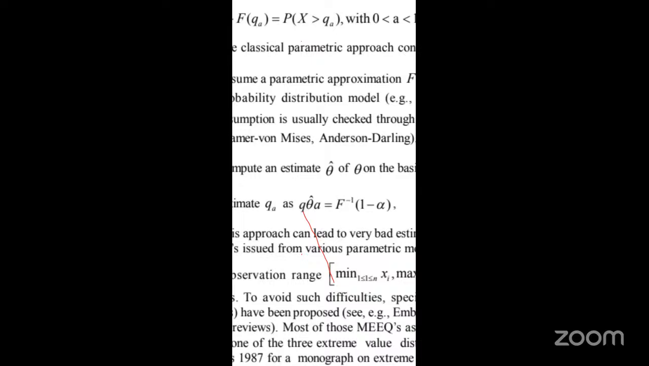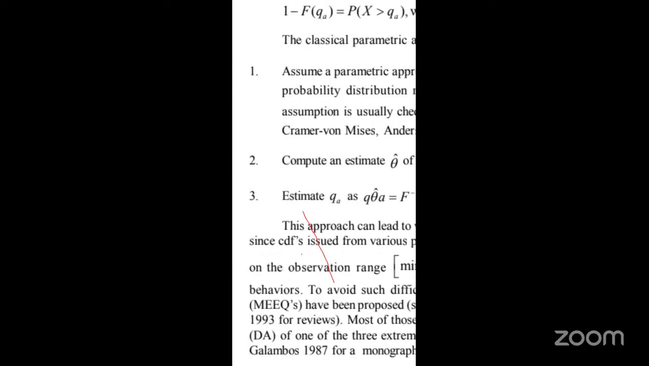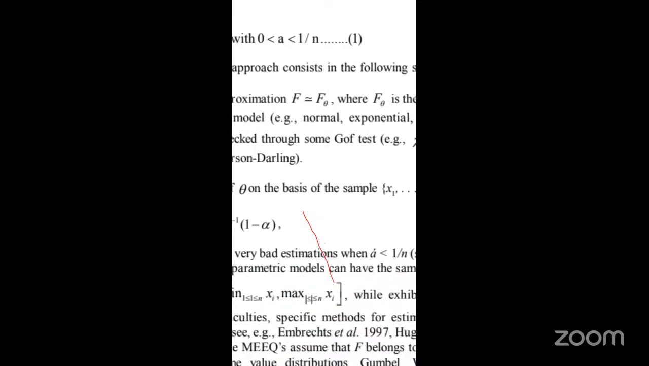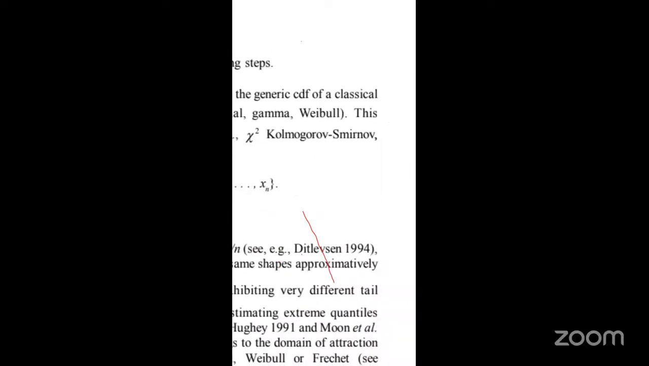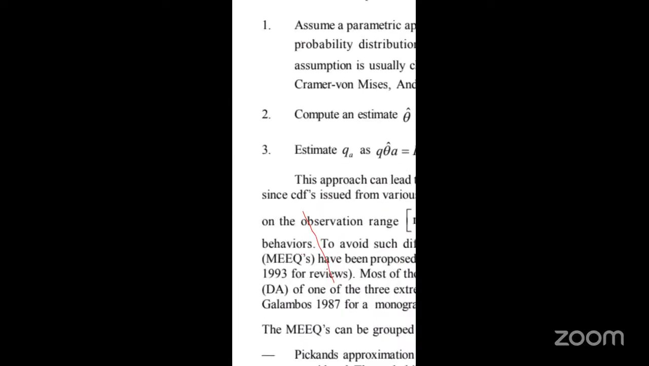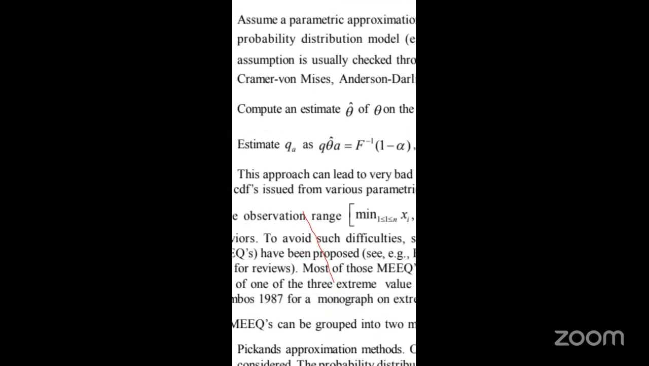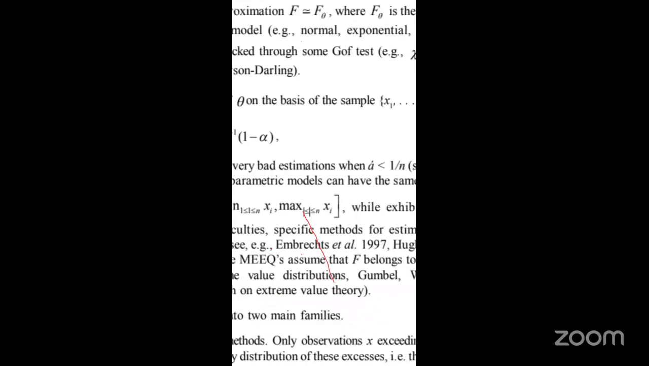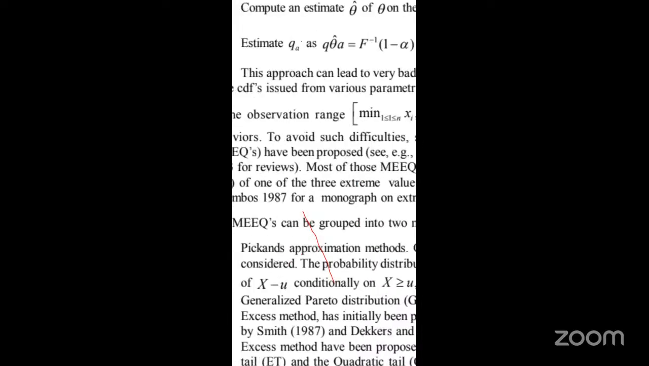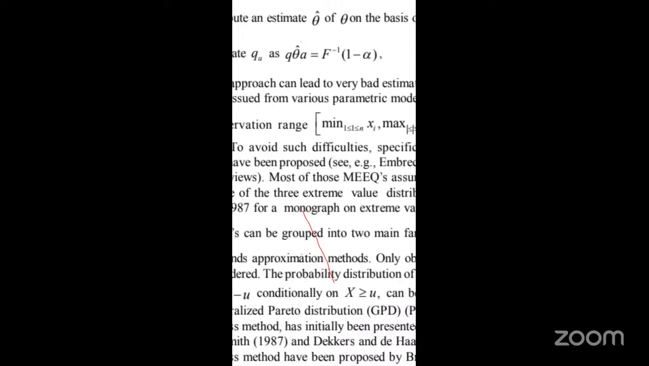Assume the parametric approximation F equals F naught, where F naught is a generic cumulative distribution of a classical probability distribution model, for example normal, exponential, gamma, Weibull. This assumption is usually checked through some goodness-of-fit tests, that is chi-square, Kolmogorov-Smirnov, Cramer-von Mises, Anderson-Darling. Compute an estimate theta hat on the basis of the sample x1, x2, etc., xn, and estimate q_alpha as F inverse of 1 minus alpha.